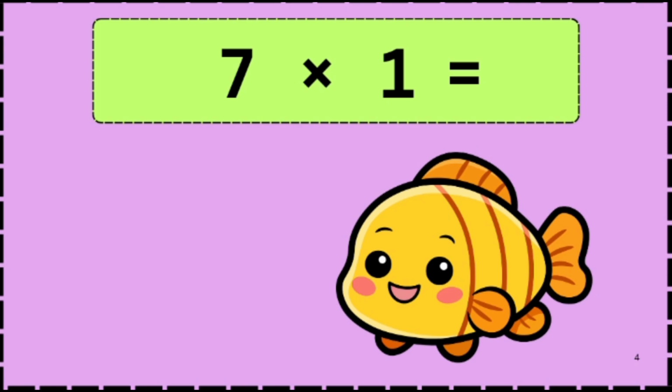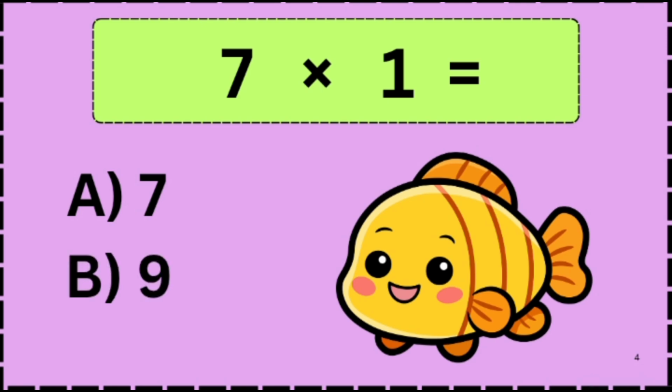Seven times 1 is equal to A 7, B 9, C 6. What is the correct option? 7.